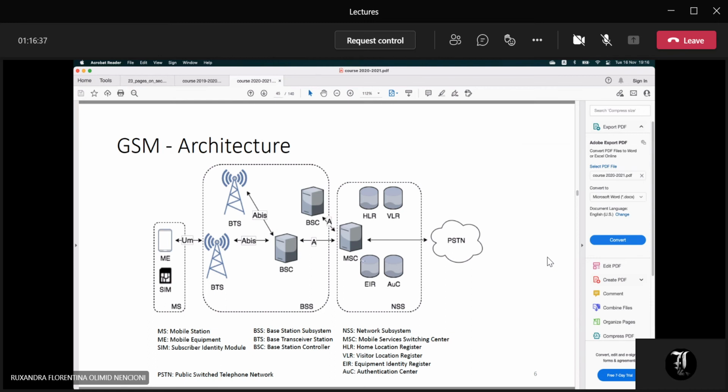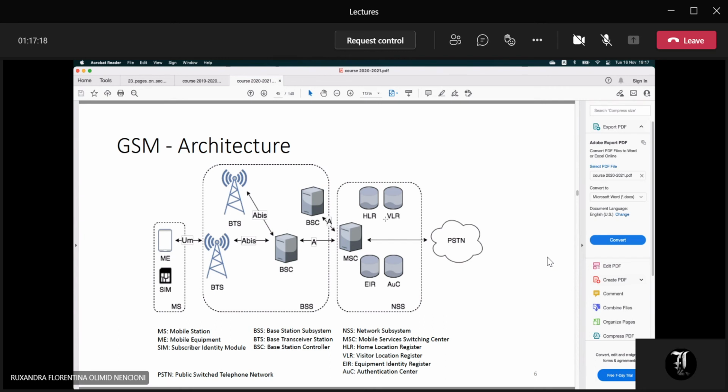Then we have the core network, and in the core network we have these databases that keep the subscribers' information. Here we have two important things that are different, HLR and VLR. So it's the home location register and the visiting location register. What do you think is the difference between them? Visitor is for roaming and home is when you're not in roaming.